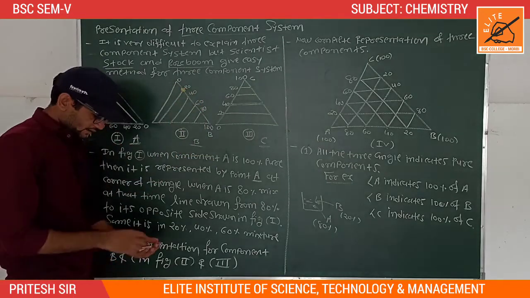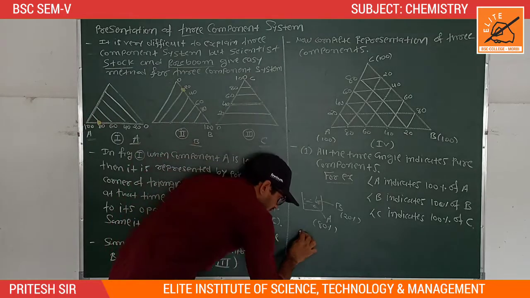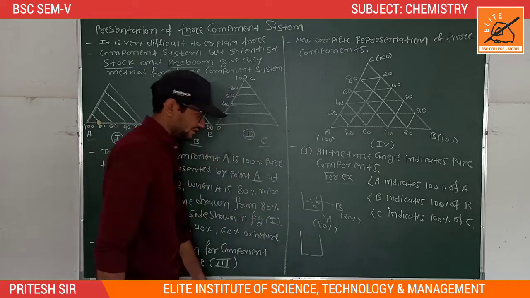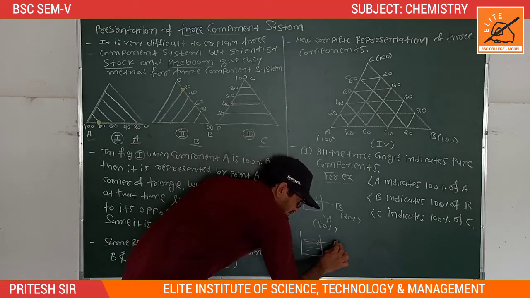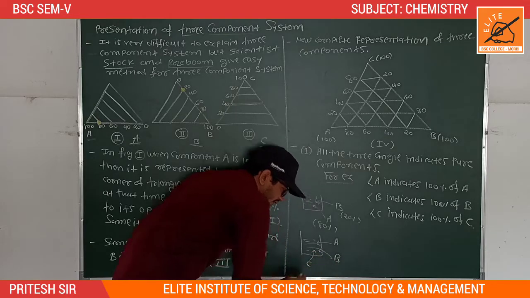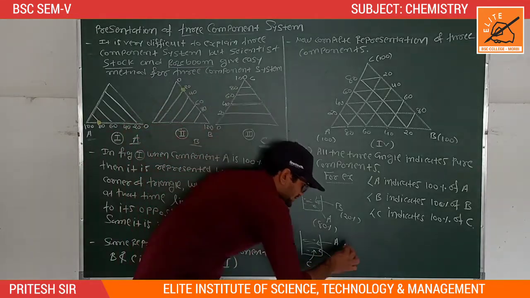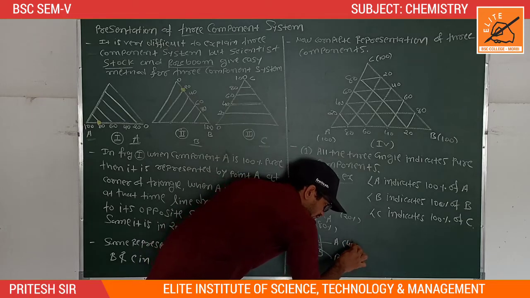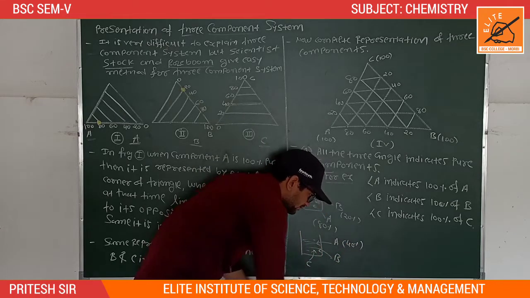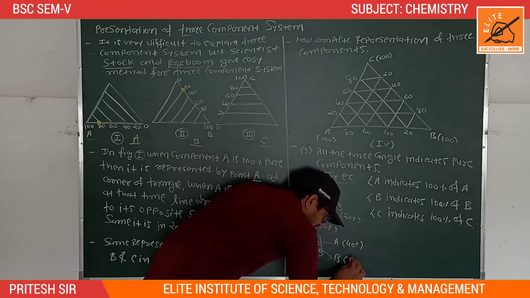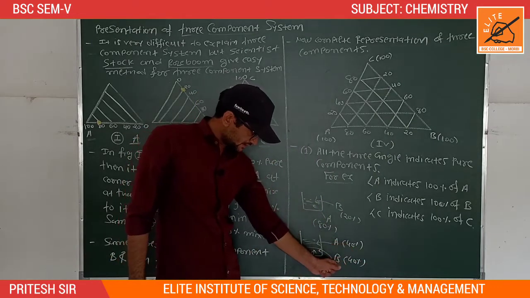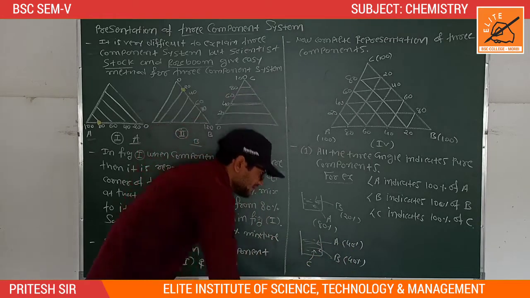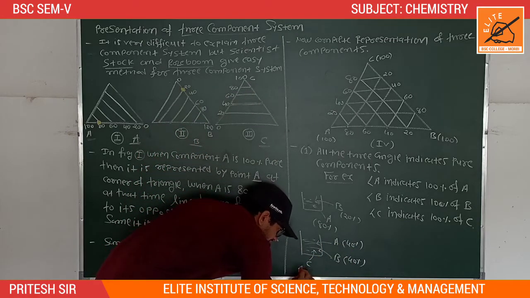Okay, and in our next example, I take an example of a three component system. Suppose in this case three components are mixed together: first one is A, second one is B, and another one is C. The composition of A is 40%, the composition of B is also 40%, and C is the remaining 20%.